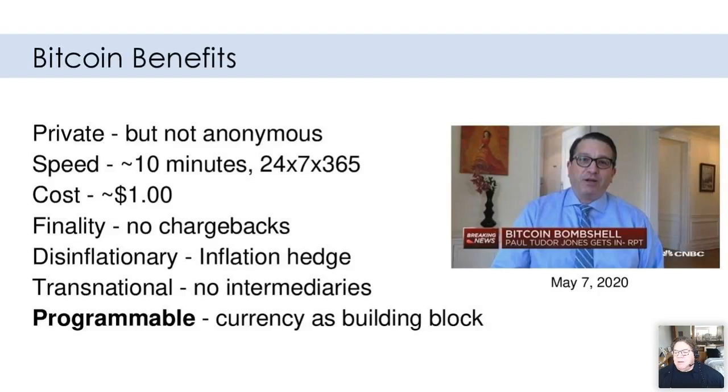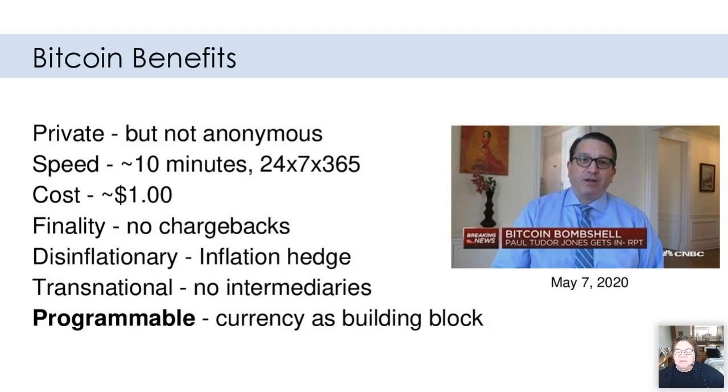So the benefits. Bitcoin is private but not anonymous. Your wallet ID and transactions with your wallet ID are embedded in the database that makes up Bitcoin. There's a fascinating company called Glassnode that tracks a wide array of information based on the public transactions that occur on the Bitcoin chain.